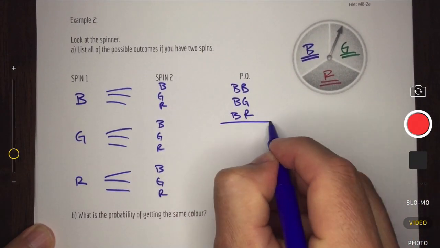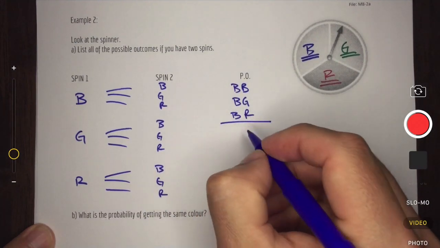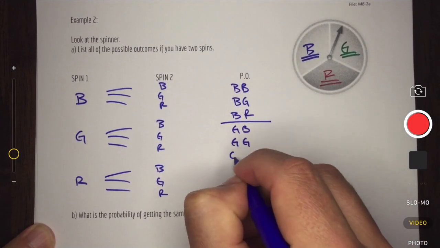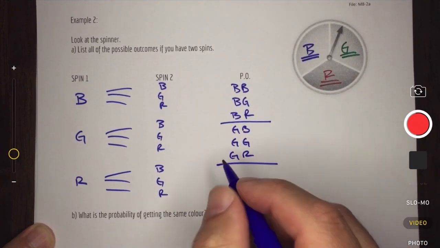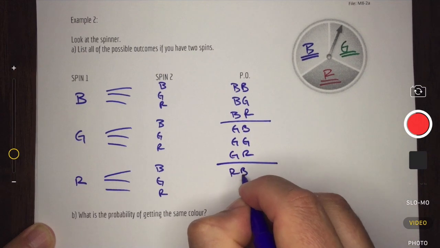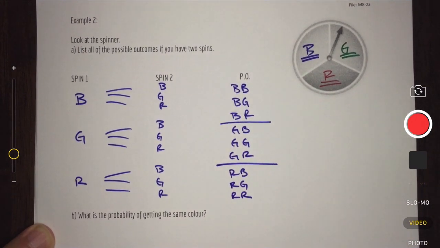Now, I just like to put a little line underneath each of these sets just so I can keep them a little bit more organized. And again, that's just for me. So my next options, I can have green, blue, green, green, or green, red. And my final set of possible outcomes, I can have red, blue, red, green, or red, red.